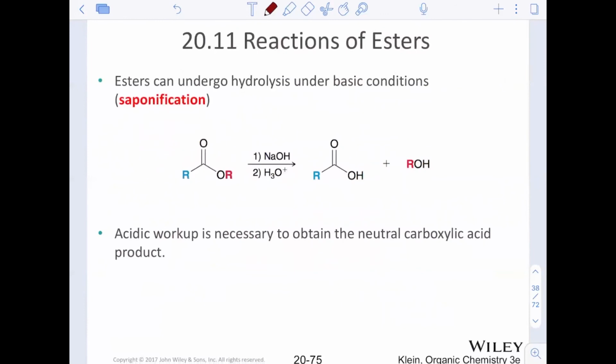One way to go backwards is basic, right? So the basic reaction is called saponification. An acid workup is necessary to obtain the neutral carboxylic acid because, again, after step number 1, we have a carboxylate ion because of the acidity of carboxylic acid in a basic solution such as sodium hydroxide. We would always have that little last proton transfer be necessary to put the proton back on there.